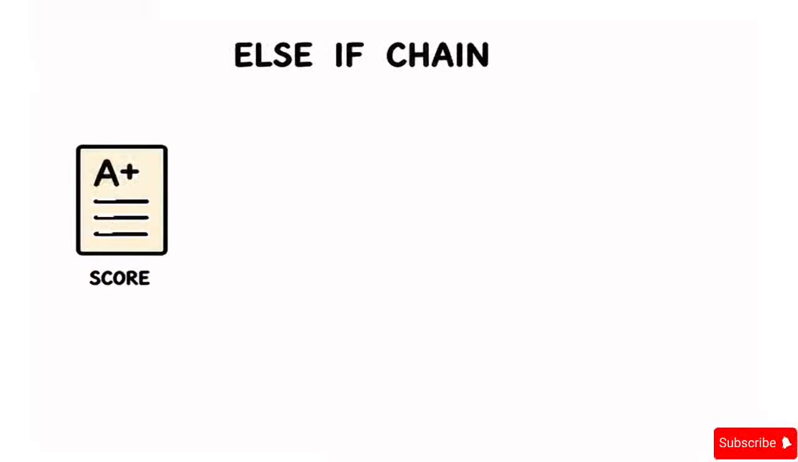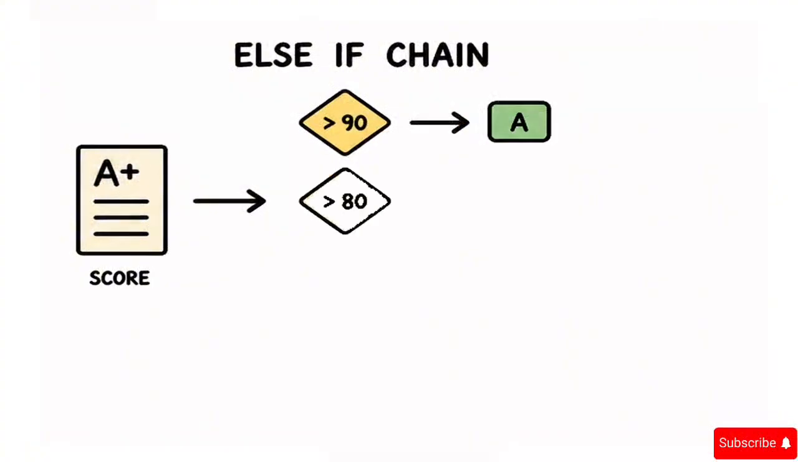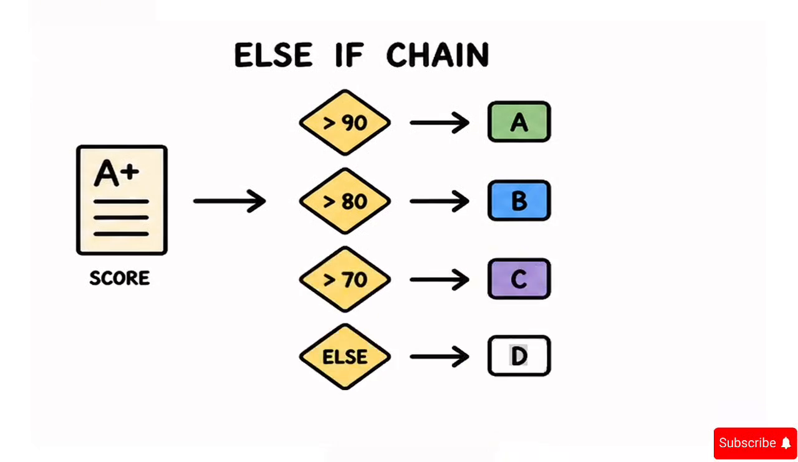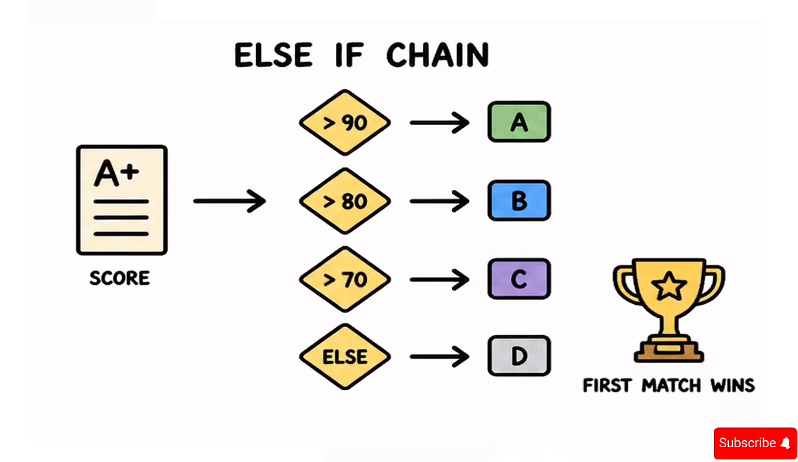Sometimes there are more than two paths. Chain else if to test several conditions in order. If score is above 90, give an A. Else if above 80, a B. Else if above 70, a C. Else, a D. The first match wins.